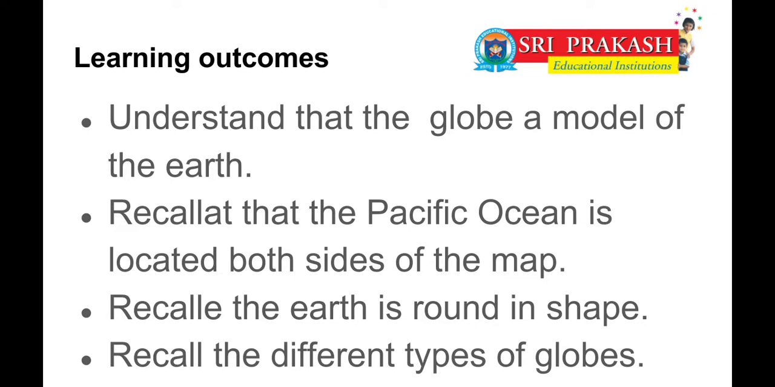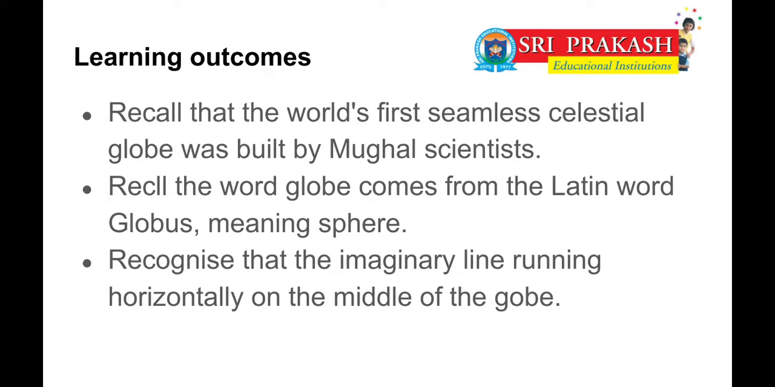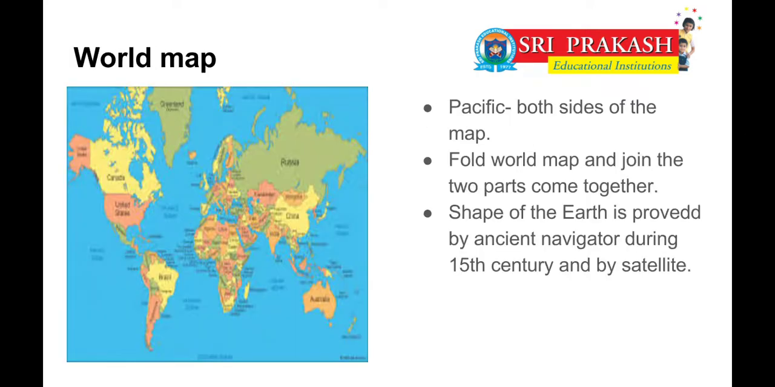Children, at the end of this lesson, you will be able to learn some points. You can understand about the globe, a model of the Earth, the location of the Pacific Ocean, the shape of the Earth, and types of globes. You can understand about the first seamless celestial globe, and what the globe is. This is the information you will get after the class. Okay, children, shall we enter the lesson?